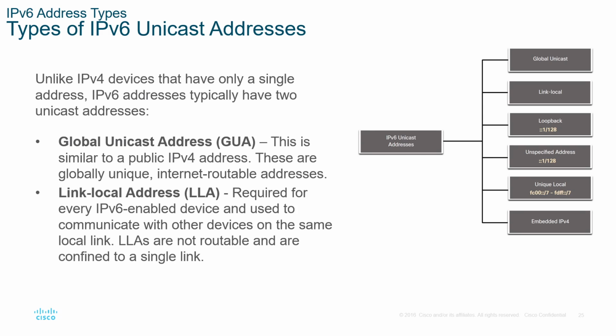We have a link local address. This is required on every IPv6 enabled device. It is used to communicate with other devices on the same local link or LAN. So off the interface of the router or local LAN, we would use this link local address to communicate with other devices on the network. This is not routable. The LLAs, or link local addresses, are not routable. And then there's another one that they don't have listed here that we're going to get into too, called link local.